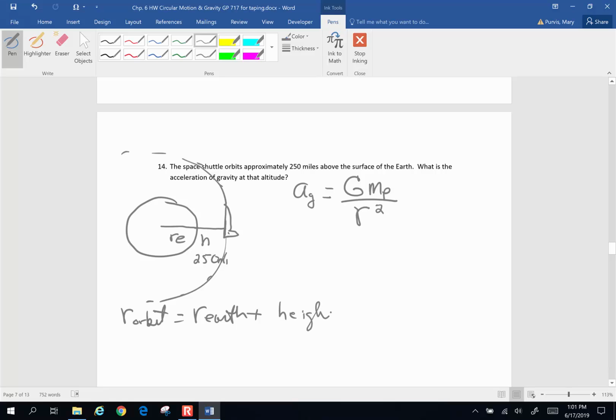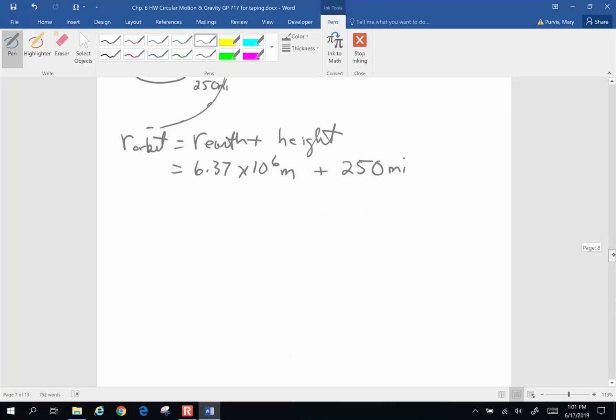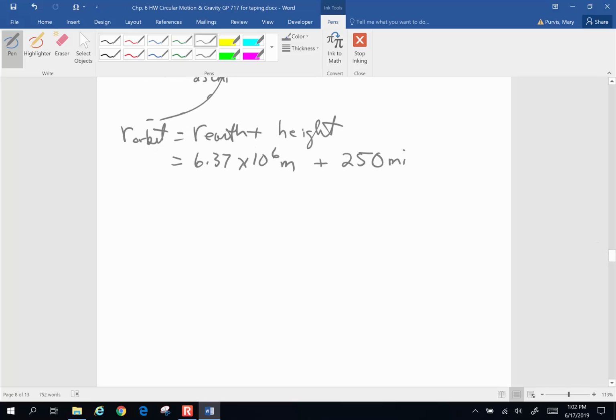Well, the radius of the Earth we know is equivalent to 6.37 times 10 to the 6th meters. Where did we get that? We got that from that constant sheet that I gave you early in the semester. Plus the height, 250 miles. Well, you can't mix meters and miles. So we're going to have to do a little conversion.